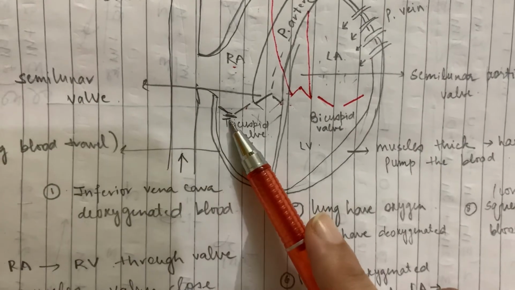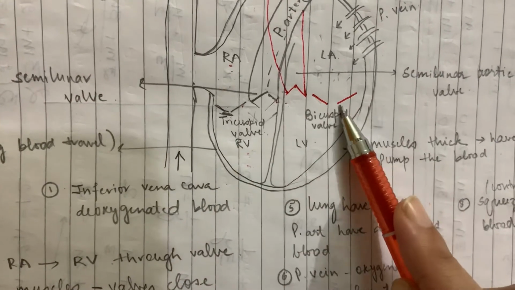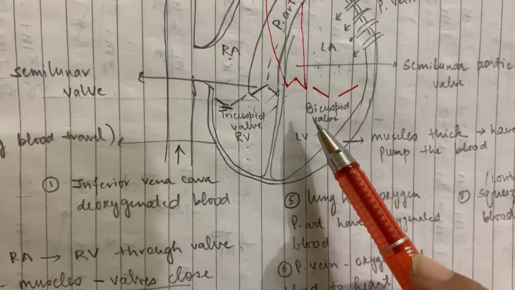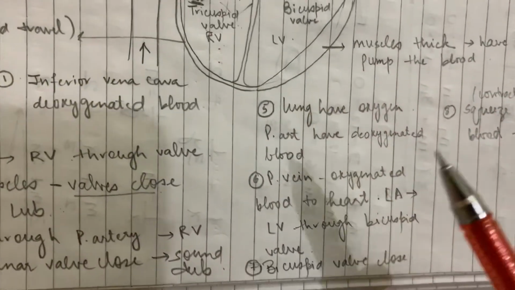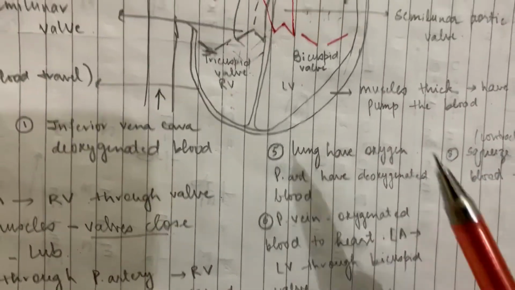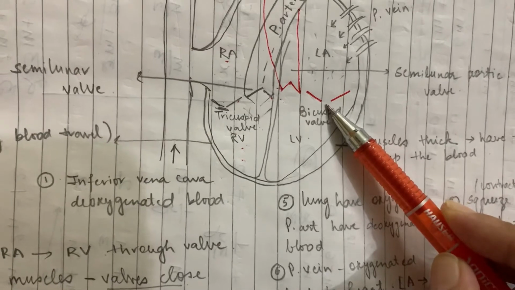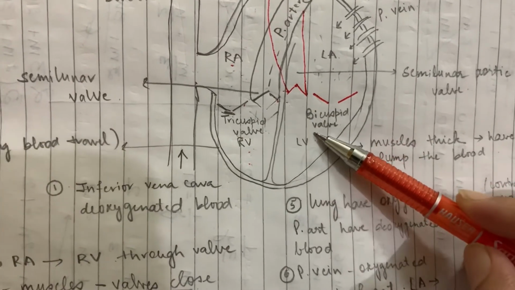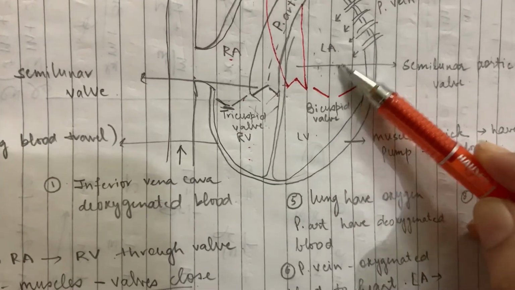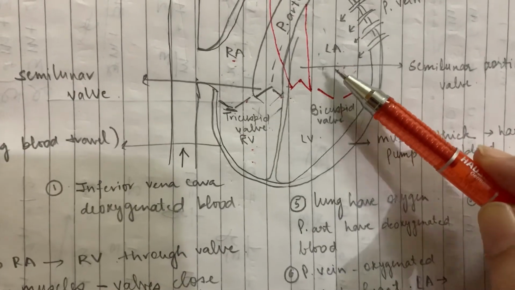Here we studied it has 3 cusps. Now this part has 2 cusps. That is why it is called the bicuspid valve. The bicuspid valve closes. Why does this valve close? I told you earlier also, to prevent the backflow of the blood back into the left atrium.